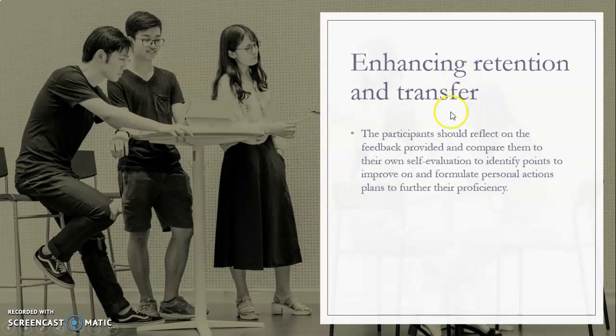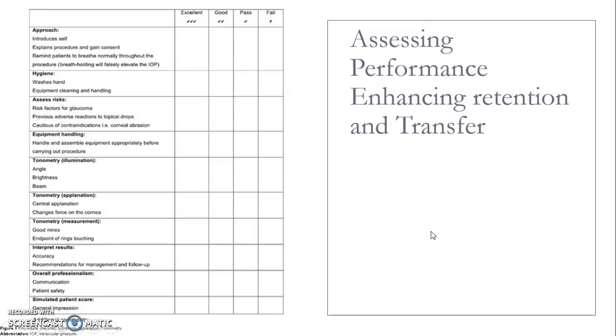Enhancing retention and transfer. The participants should reflect on the feedback provided and compare them to their own self-evaluation to identify points to improve on and formulate personal action plans to further their proficiency. So when you look at this checklist, the students and the teachers or professors both fill it out. That allows the student to go back and compare where they feel like they are based on what the teacher or professor feels like they were at.